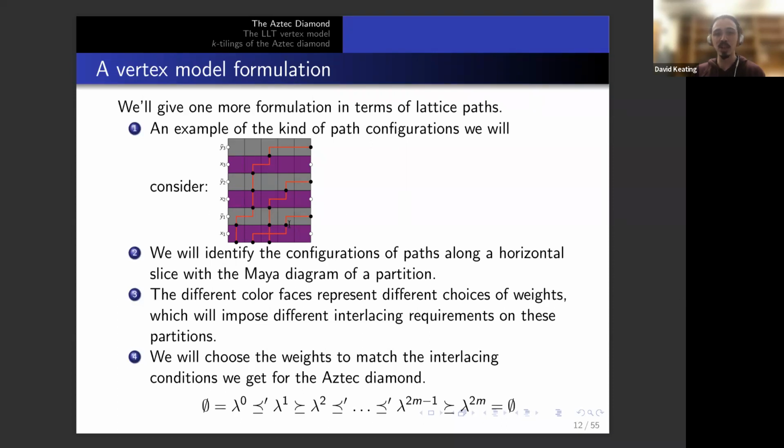So where the paths cross the horizontal slices, we'll think of there being particles there, and we'll associate this to a partition. And because of our particular choice of weights, the partitions will have to satisfy some particular interlacing conditions, which will be the same as the Aztec diamond. So we'll end up getting a weight preserving bijection between path configurations on this and tilings of the Aztec diamond. So that's our goal for this next little bit of the talk.